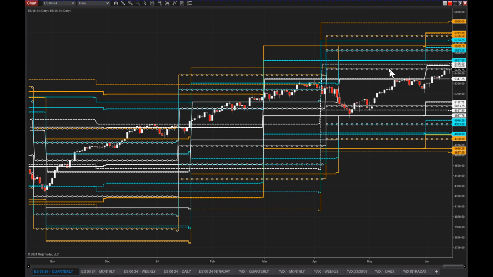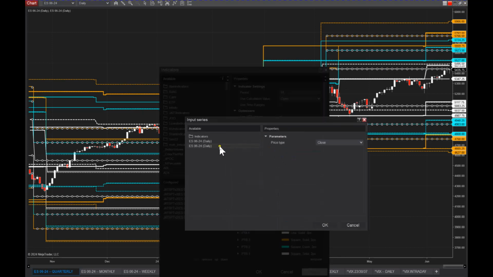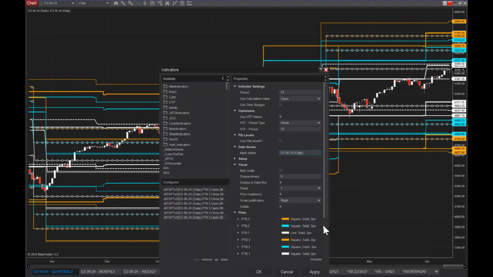For instance, this is the 12-week one, and I've got that connected to the input series of the 5,110 days to load. So I'm running the monthly open and close on the 3,000 days, the 90-day open and close on the 3,000 days, because I want that current period.